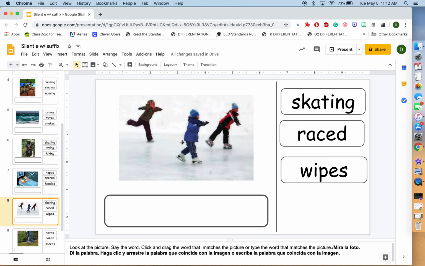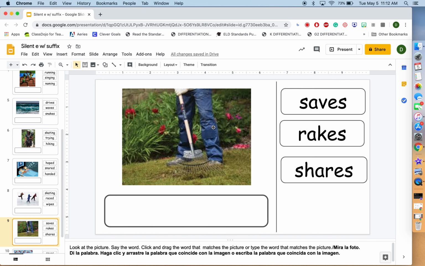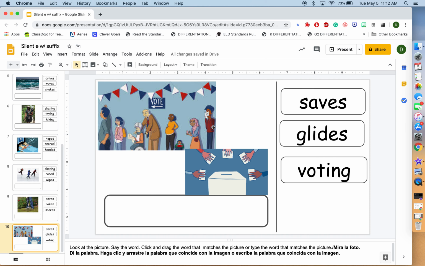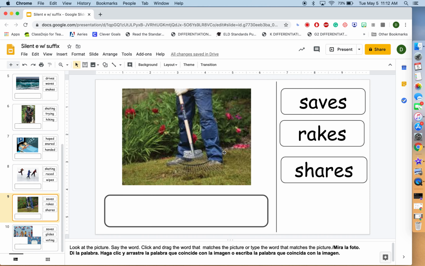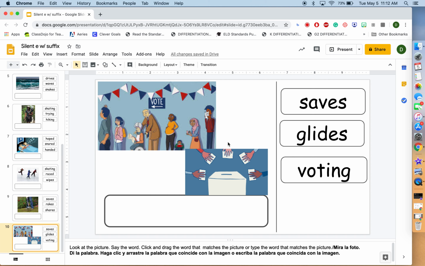Okay. These little babies are skating. They are ice skating. And this person is raking, or he rakes. Well, it looks like grass. He's raking. And then this last picture is of people voting. They're in line to vote, and then they're casting their ballots. They're putting their ballots in the little box. They are voting.